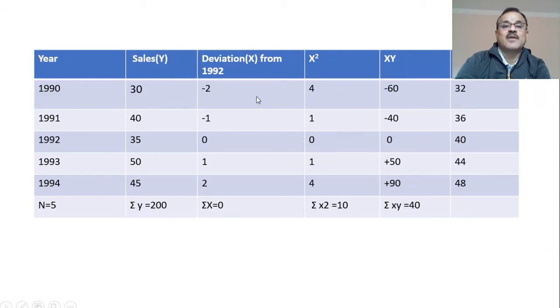And summation of xy. This is x and this is y. 30 into minus 2, minus 60. 40 into minus 1, minus 40. 35 into 0, 0. 50 into 1, plus 50. 45 into 2, plus 90. Now we add and get summation of xy equal to 40. The computed values 32, 36, 40, 44, 48 are calculated on the basis of the following equation.